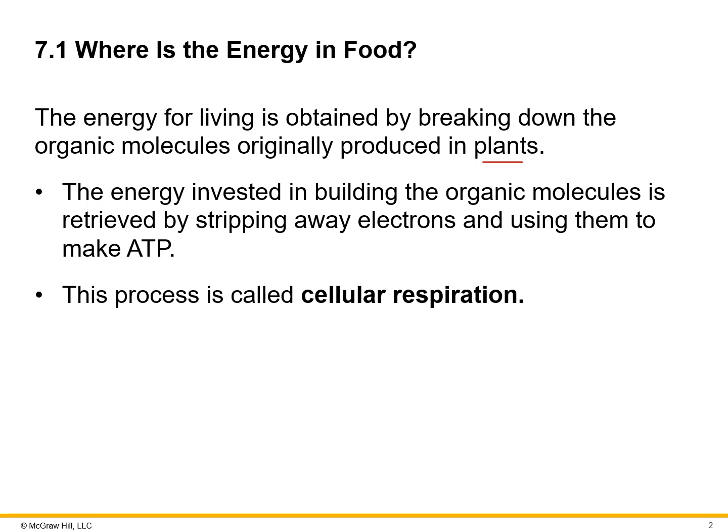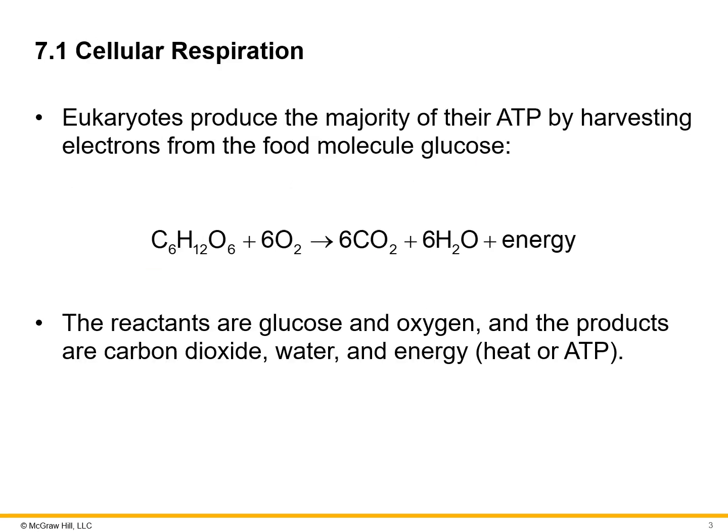So this process of cellular respiration is how energy is released from those organic molecules. And mainly what's happening is the stripping away of electrons from those molecules in order to make ATP. So electrons get released from molecules like glucose or fats, and then those electrons can be used to make ATP, which is our energy store.